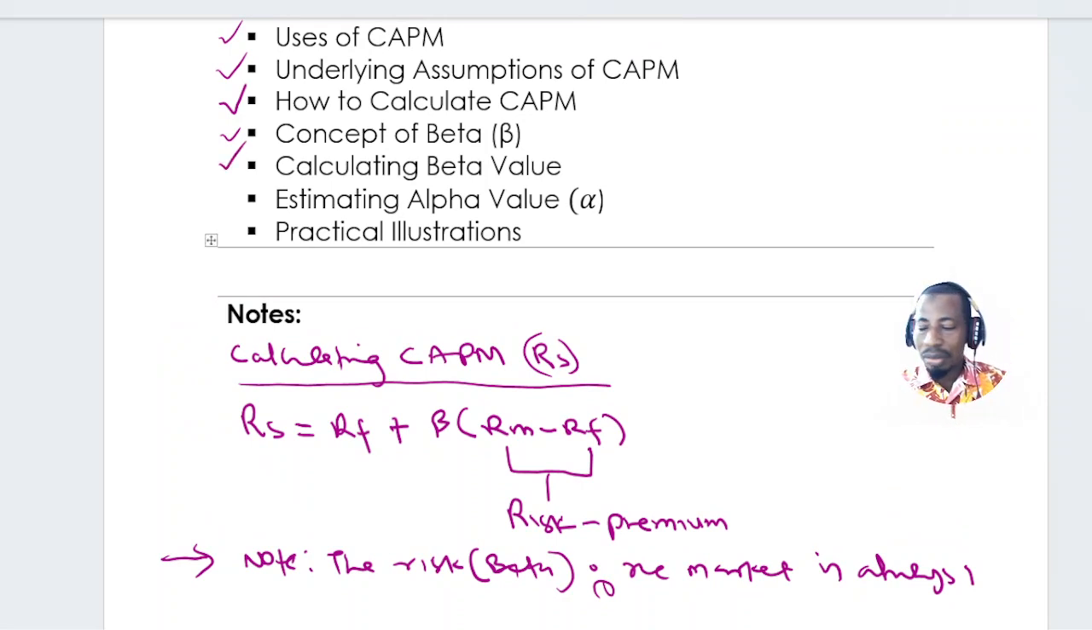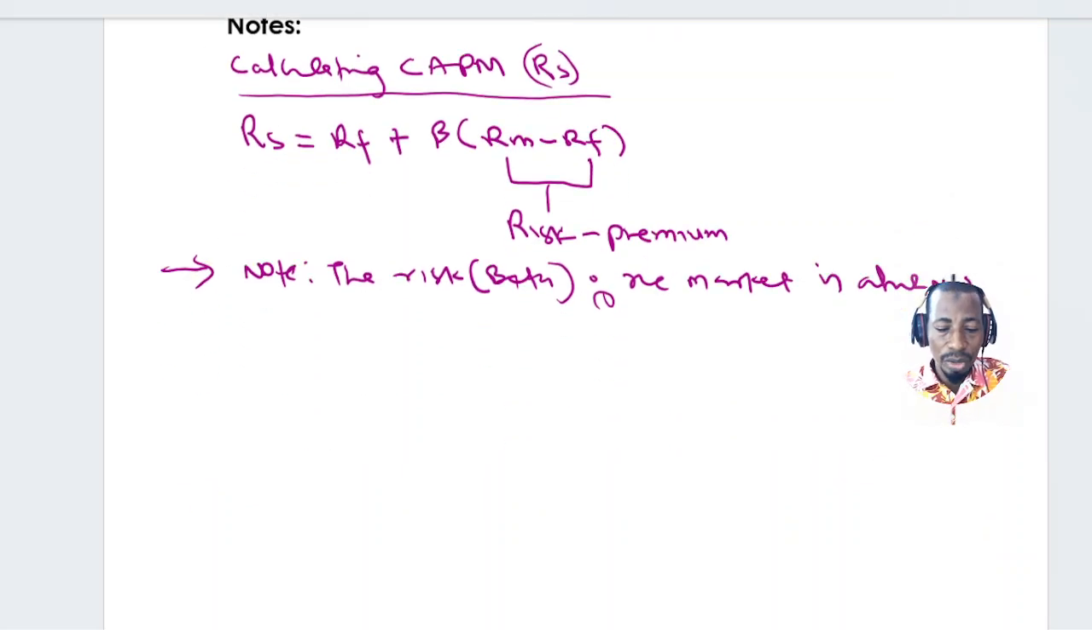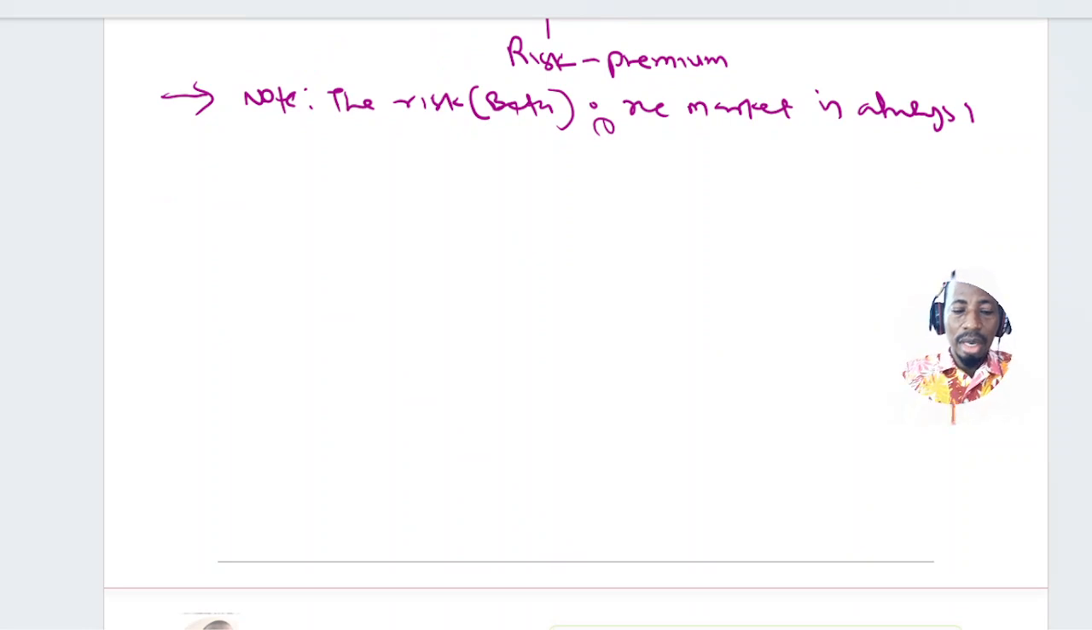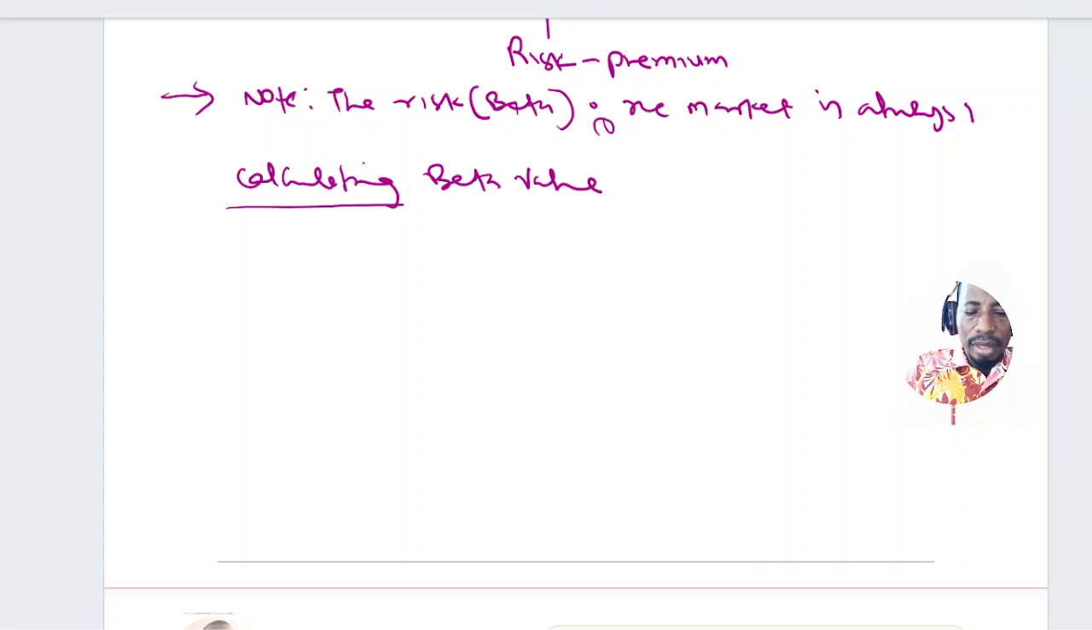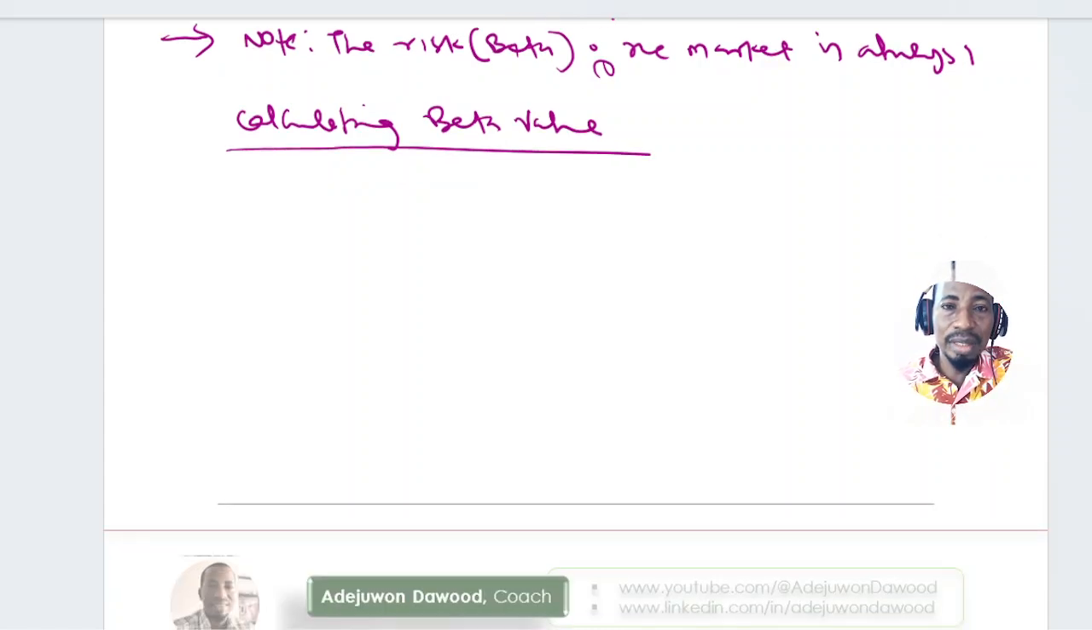To calculate beta value, there are 5 different formulas that can be used depending on the information available. So I'm going to give you the entire 5 formulas and then you have to memorize all of them. So let's take it one by one. Calculating beta value. Like I said, there are 5 different ways you can compute beta value depending on the information available. The entire 5 formulas, I will provide in order of frequency.